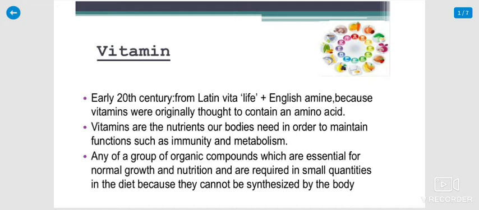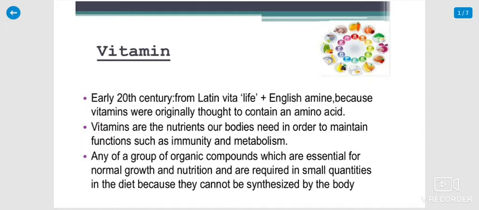The vitamins are the nutrients our bodies need in order to maintain functions such as immunity as well as metabolism. Suppose you do not have vitamins, you lack immunity power; the lacking of vitamins means deficiency of vitamin.